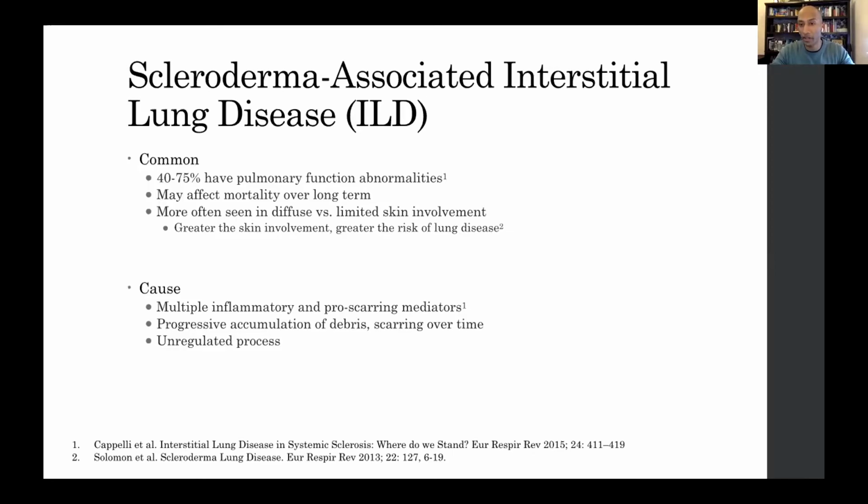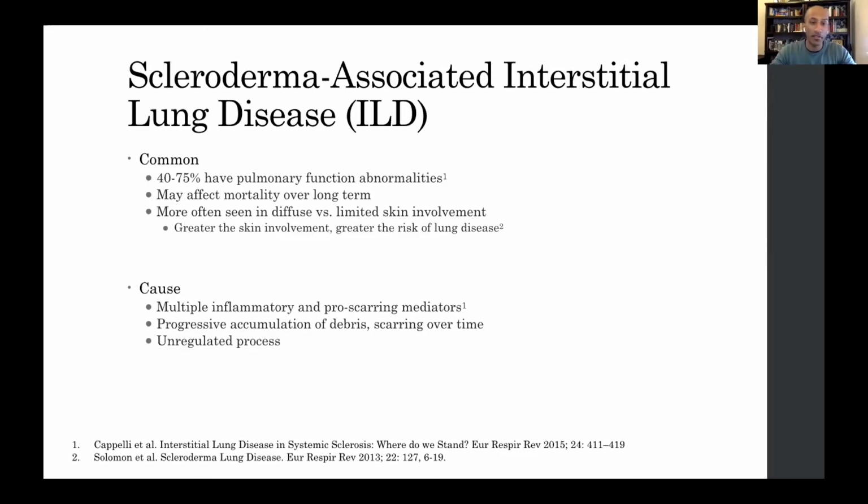That might not be severe, but it could be clinically significant. And it could certainly affect mortality over the long term. It's more often seen in those people that have sclerosis diffusely, so not just below the elbows, but a bit more proximal, around the face, around the legs. So the greater the skin involvement, the greater the risk of the lung disease.